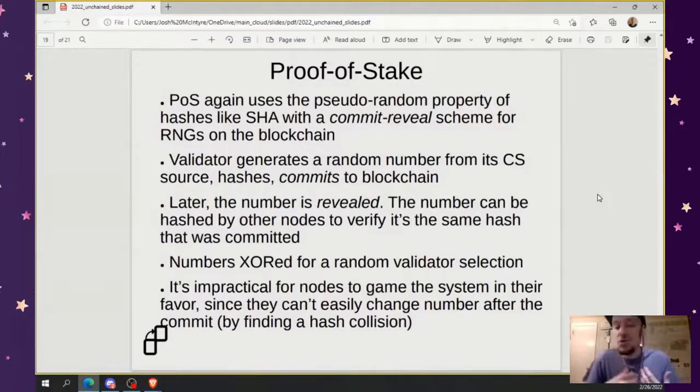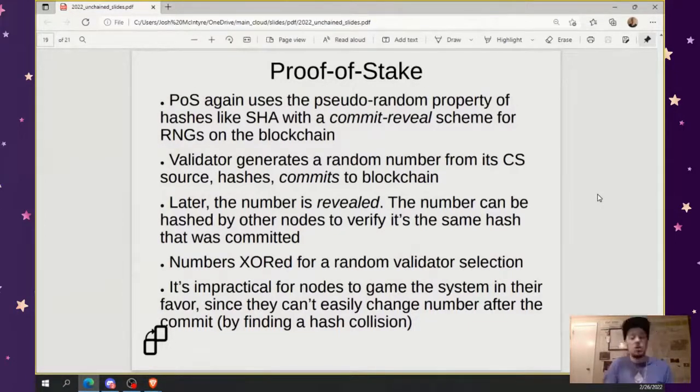Now, how do you get a bunch of validators to work together to pick one at random, right? How can we avoid gaming the system? So a validator, which runs on a node, generates a random number from its operating system's cryptographically secure source. Just like it would generate a key to do something on a web browser, it generates a random number. And what it does is it hashes that random number and commits only the hash to the blockchain. This is the commit phase.